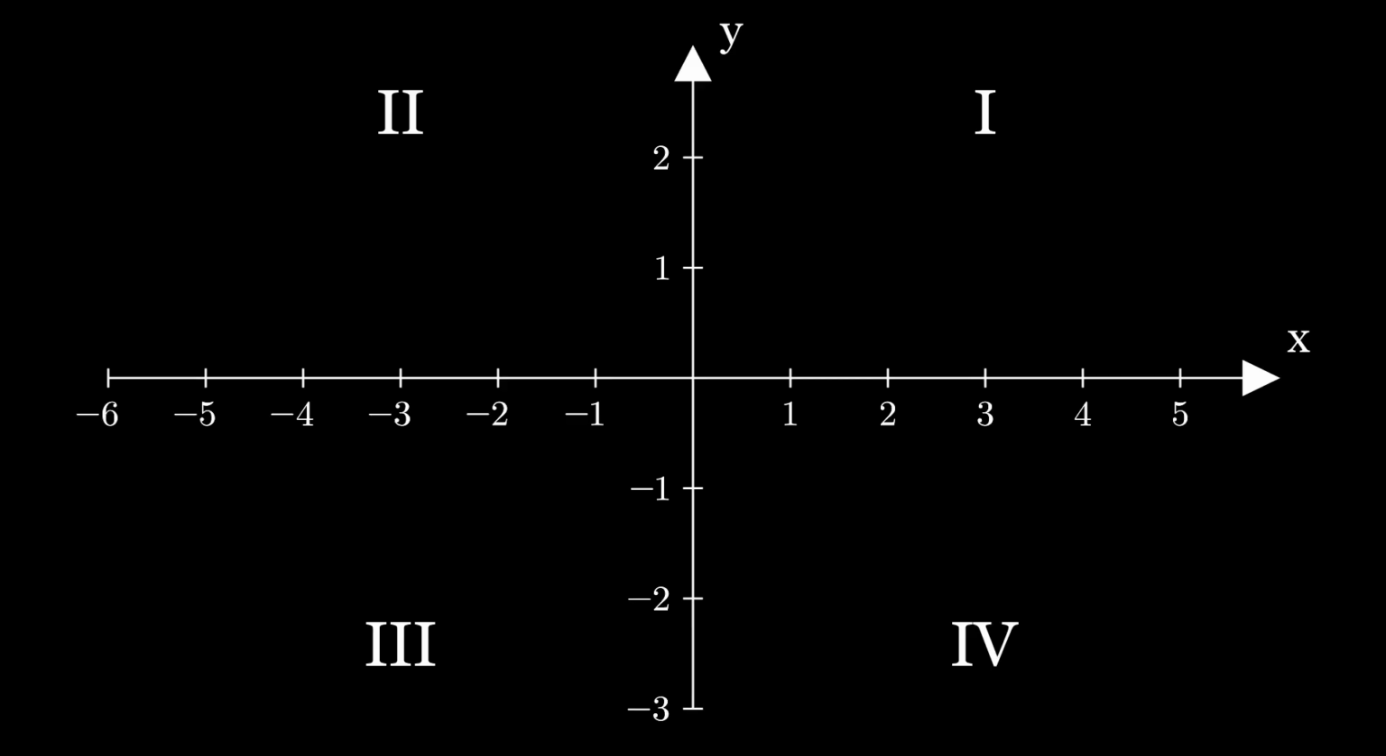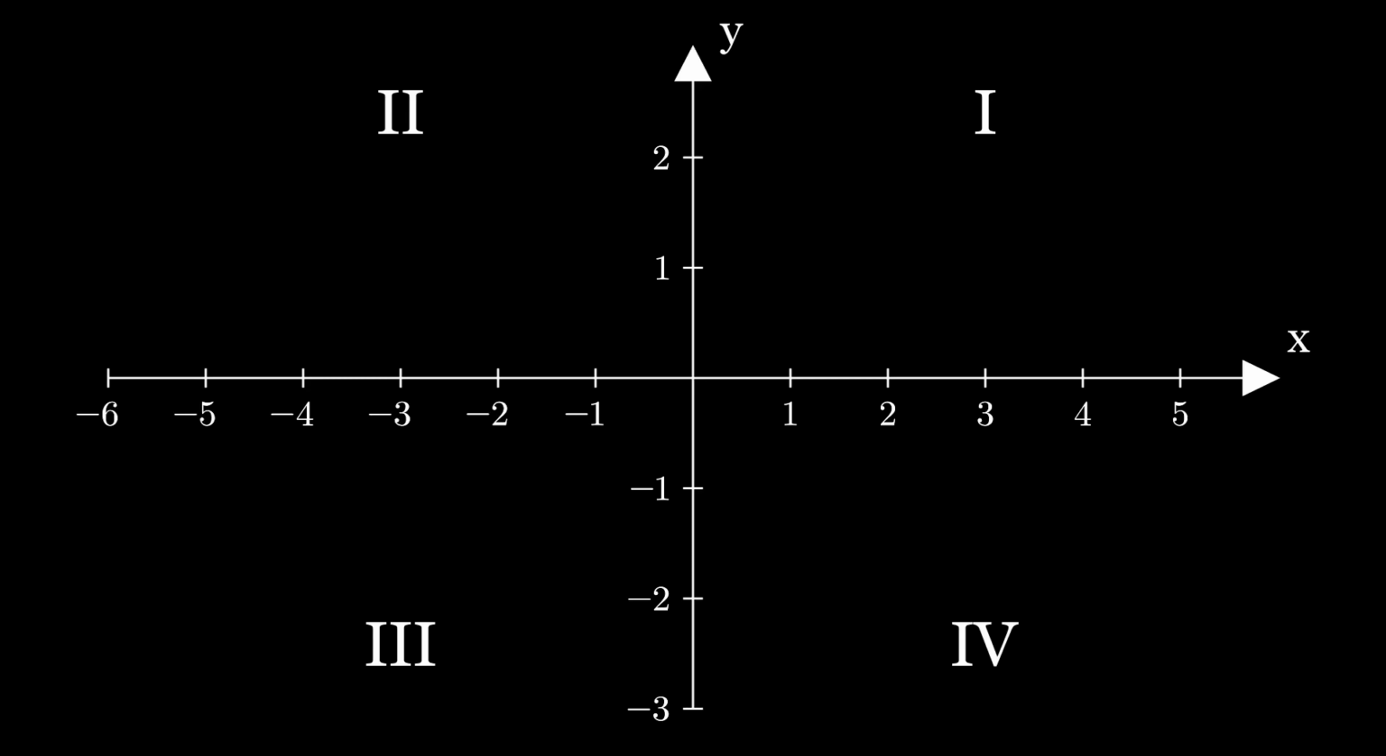So when we plot ordered pairs, we can give their location and also tell which quadrant they lie within. This point lies in quadrant 1, whereas this point over here lies in quadrant 3. Now, some points don't lie in any quadrant at all.